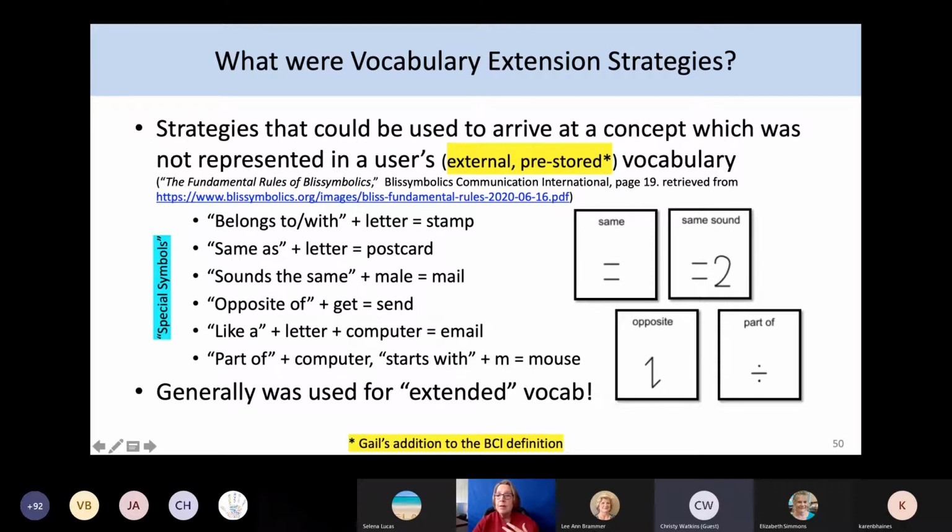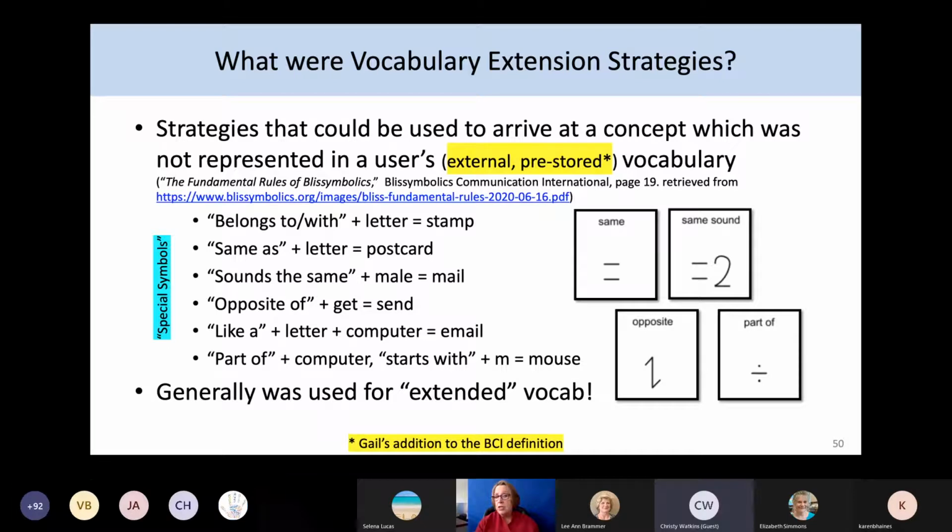Now, some of these early vocabulary strategies, which I find I'm still using today, were used to arrive at a concept when that concept was not represented in the person's external pre-stored vocabulary. And that comes right from the definition of the rules of Bliss symbolics. So the early strategy I learned to use was to add some additional special symbols on the child's board, so that if the child had the picture of the word letter on their board, a letter, not a core word, but a picture of letter on there.